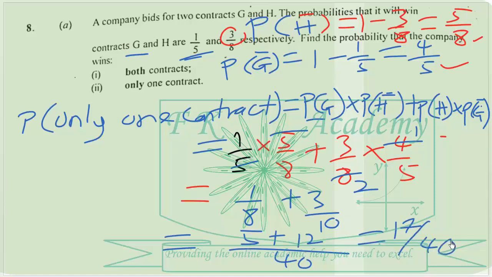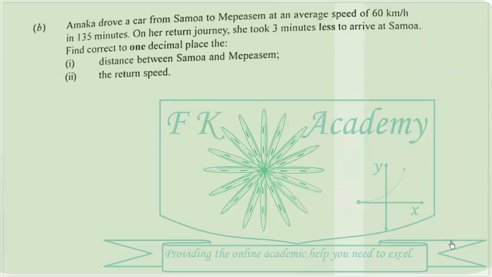Now let's talk about the B part of the question. Amaka drove a car from Samoa to Mipasem at an average speed of 60 kilometers per hour in 135 minutes. On her return journey, she took 3 minutes less to arrive at Samoa. Find correct to one decimal place the distance between Samoa and Mipasem, the return speed. So let's say this is Samoa to Mipasem.